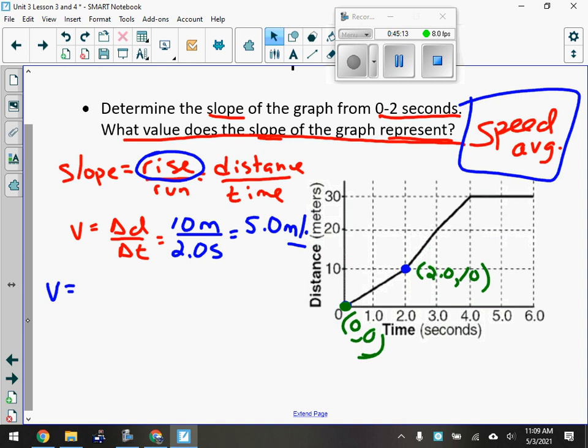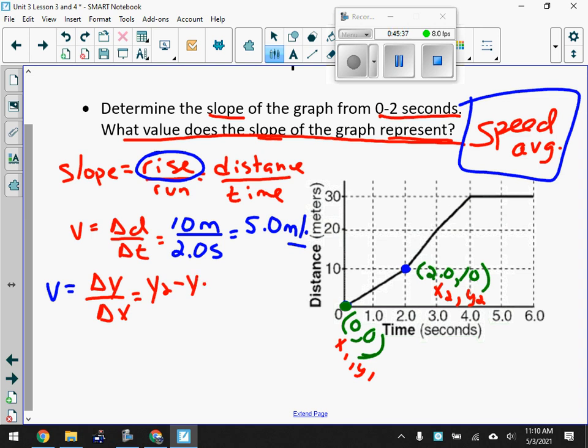Again, we label some points here. Usually we like to label the bigger numbers x2 and y2. This is not x squared or y squared. This is just labeling x1 and y1. Okay? And basically over here, I'm going to say this. It's the change in y over the change in x, or y2 minus y1. So the change in the y's over the change in the x's. That is the rise, the change in the y's over the change in the x's, yes?